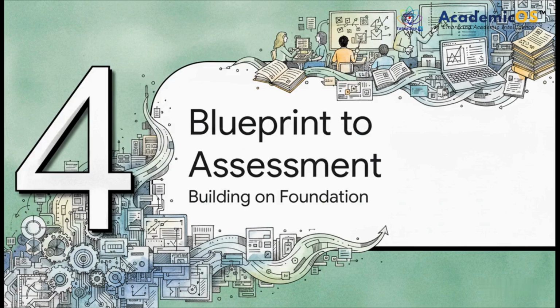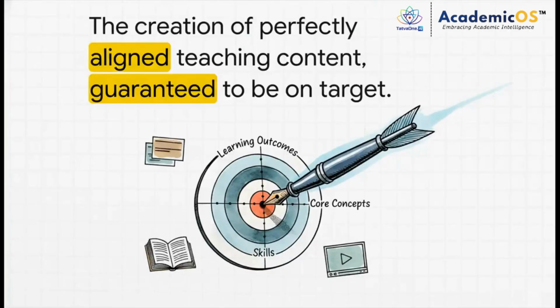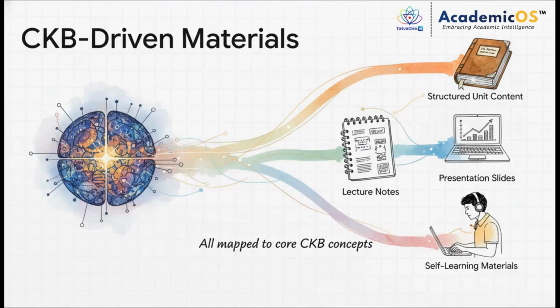Let's take a look at how this foundation is actually used. The first thing, the most immediate benefit you get, is the ability to create perfectly aligned teaching content. Because the system knows the curriculum's DNA, it can actually help faculty build materials that are guaranteed to be on target. And we're talking about everything, from structured course materials, to lecture notes, to PowerPoints, and even self-learning materials for the students. Every single one of these can be generated from that same core knowledge base. Every piece is tagged and mapped back to those foundational concepts. It pretty much eliminates curriculum drift.